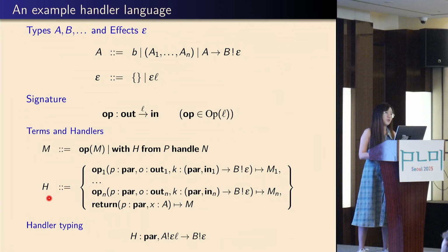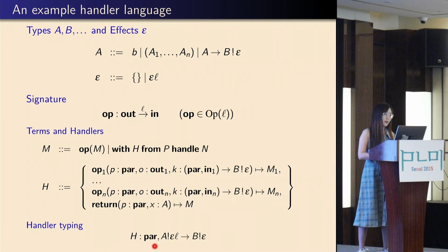And the handler is just a list of operation clauses, right? It handles all those operations listed here, and each operation receives the parameter to the handler, the argument to the operation, as well as a continuation k. And this continuation is to receive a potentially updated handler parameter, as well as the result of this operation, and is going to evaluate, in this case, the computation m. And a handler can handle many operations within it, and it also has a return clause that will be applied when the computation returns from the handler without performing operations.